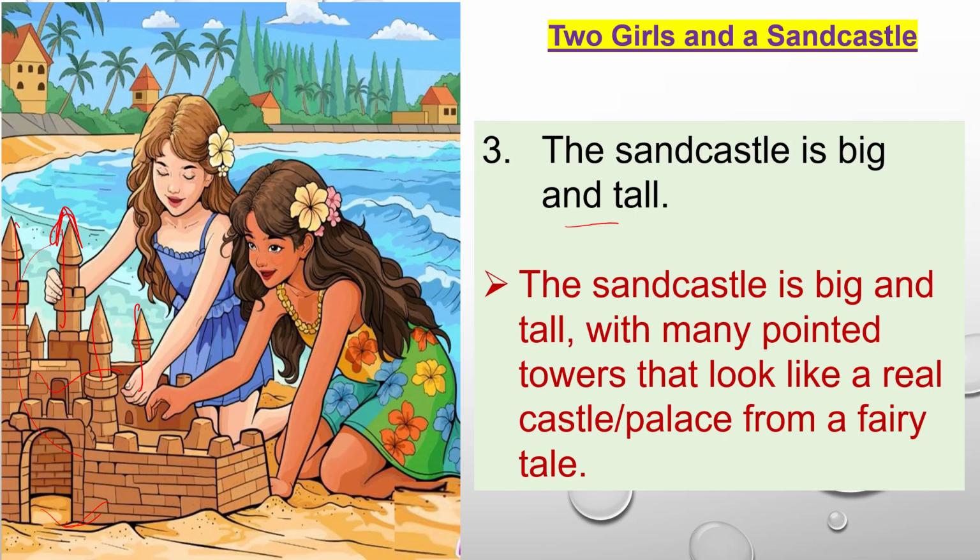So instead of writing the sandcastle is big and tall, you can write, the sandcastle is big and tall with many pointed towers that look like a real castle, or in place of castle we can use palace from a fairy tale. So this will help us imagine the shape and feel of the castle. Okay, next sentence.